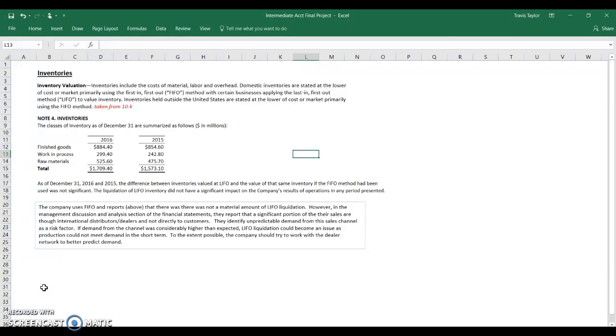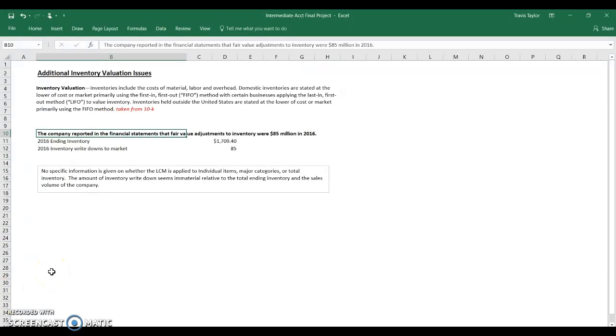One of the challenges they reported was that the demand coming from these distributors and resellers is sometimes unpredictable, and that's a risk factor. Basically, if the demand from that channel is much higher than expected, then there could be a significant amount of LIFO liquidation because it would be selling the older layers of inventory in order to meet unexpected demand. A possible solution for this, to the extent possible, is to try to work with that dealer network to better predict demand, or somehow enter into contractual terms when they bring on new dealers that would stabilize some of that demand.